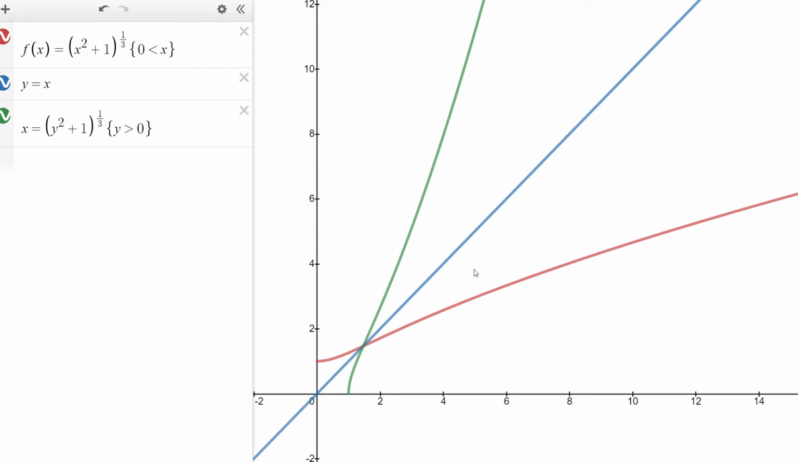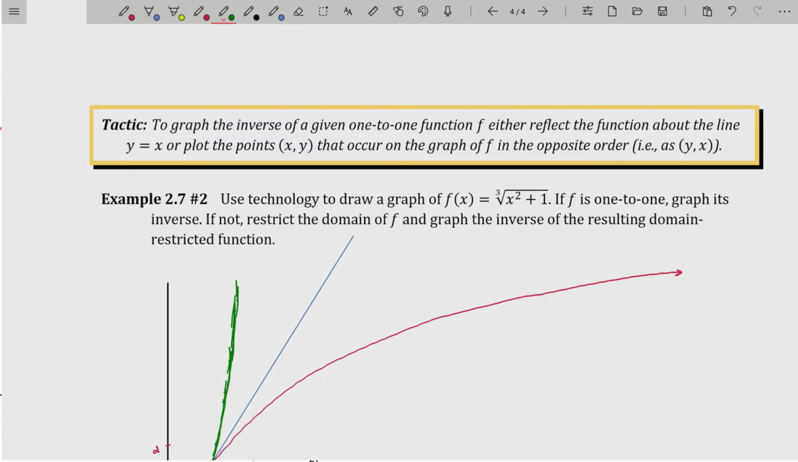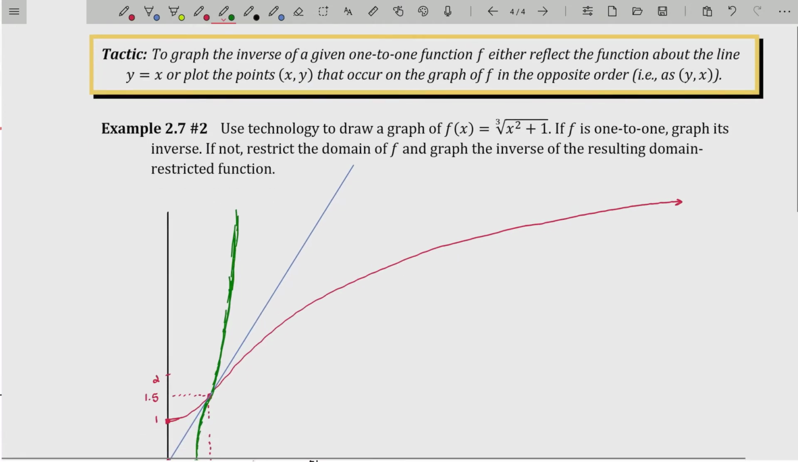Now, in the question itself, they didn't ask me to find the inverse function. And you can see that, right? Use technology to draw a graph. If it's 1-to-1, graph its inverse. If not, restrict the domain, and so on and so forth. So really the point of this example was to just find the domain restriction. But finding the inverse of this is not terrible. I'll leave it for you. Go ahead and find the inverse, pause the video right now, and then when we come back, I'll just show you really quickly what the inverse is.